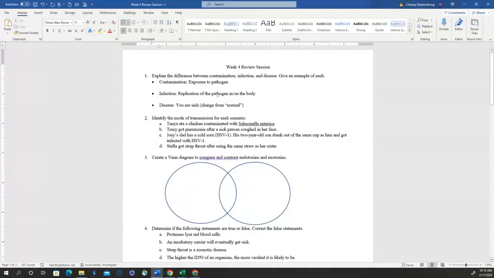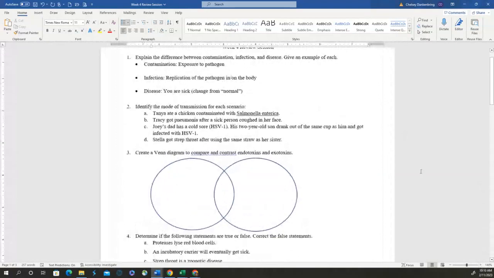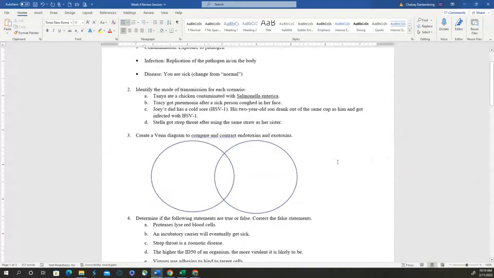All right, do we have any questions on the difference between these? You are definitely going to want to know them come exam time. Now, if you have any questions, feel free to come off mute or type something in the chat. All right, so now I want you guys to answer this for me. Identify the mode of transmission for each scenario.